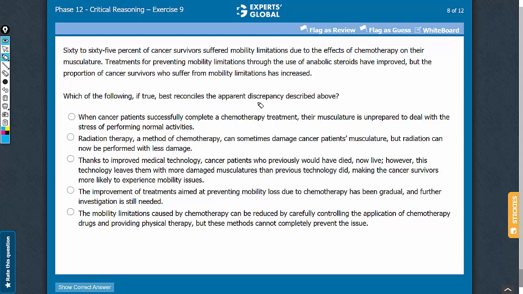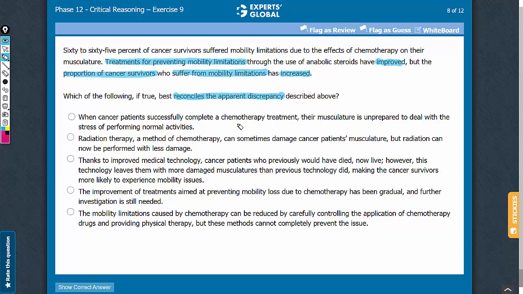This is an explanation question and we have to reconcile the discrepancy in the argument. There is no conclusion in the argument and the missing link is between the improvement in the treatments that prevent mobility limitations and an increase in the proportion of cancer patients who suffer from mobility limitations. Our broad expectation from the correct answer choice is that it should explain why there is an increase in the proportion of cancer patients who suffer from mobility limitations when the treatments of preventing mobility limitations have improved.